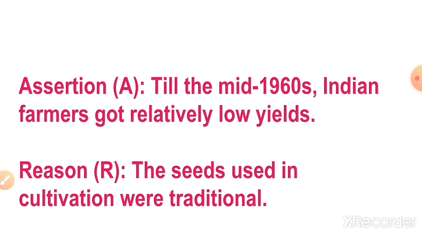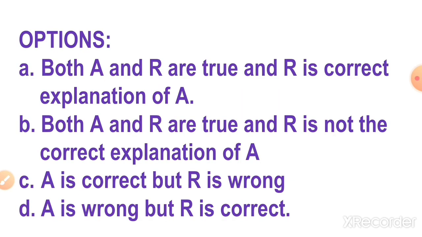Now let's see the assertion statement. Till the mid-1960s, Indian farmers got relatively low yields. And the reason is: the seeds used in cultivation were traditional. Okay, now let's see the options.